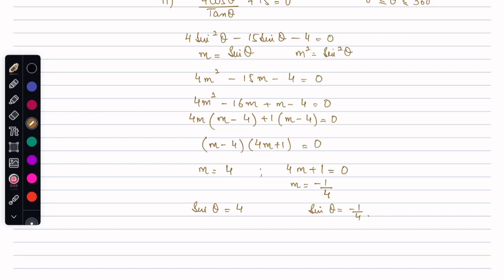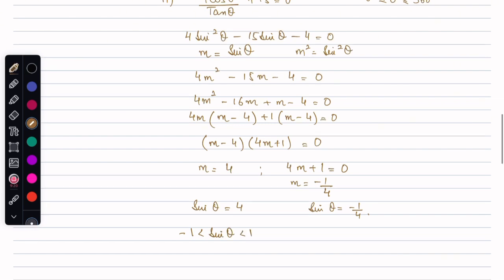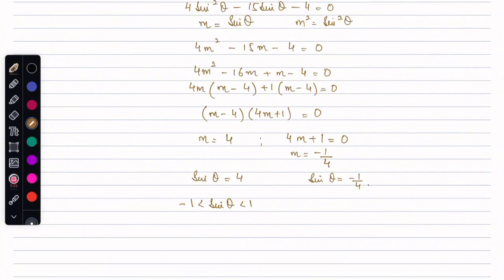Now, for the first part where it says that sine theta shall be equal to 4, we know that all the sine theta values and the cosine theta values have to be in the range of negative 1 and 1. So if sine theta equals 4, this is not possible for the fact that sine theta has to be in the range of negative 1 till 1. Therefore, now solving sine theta equals negative 1 by 4, we know the 4 steps.